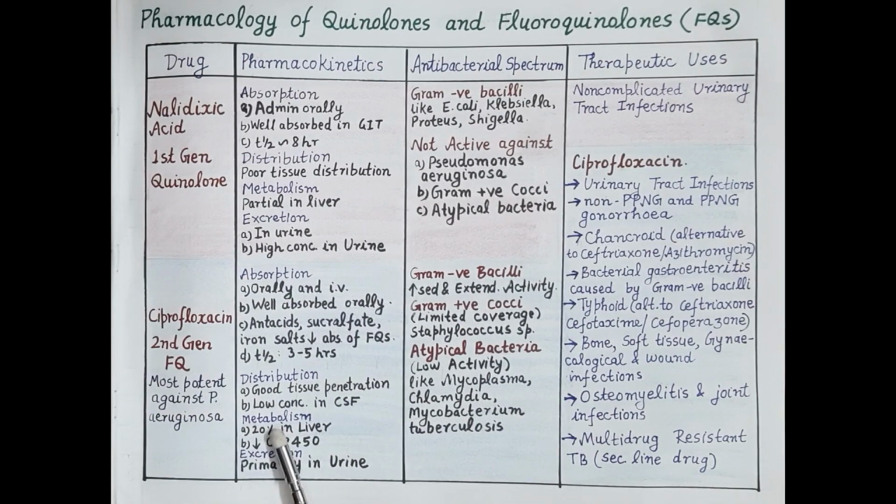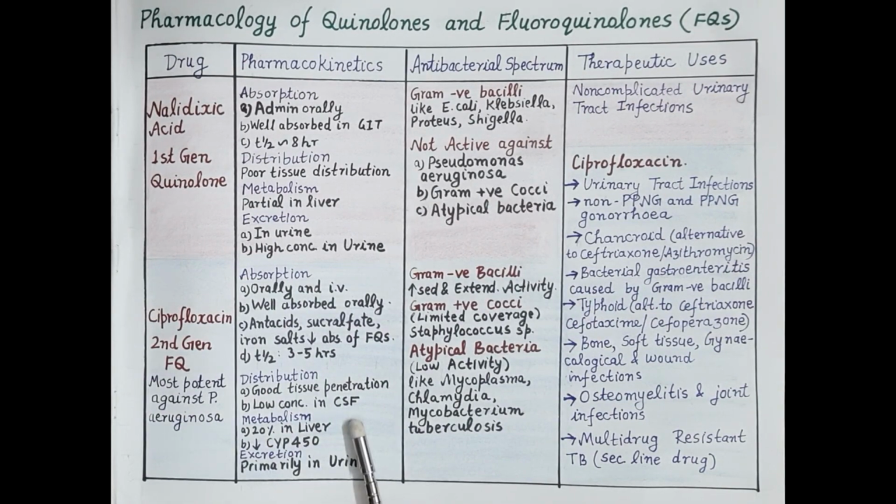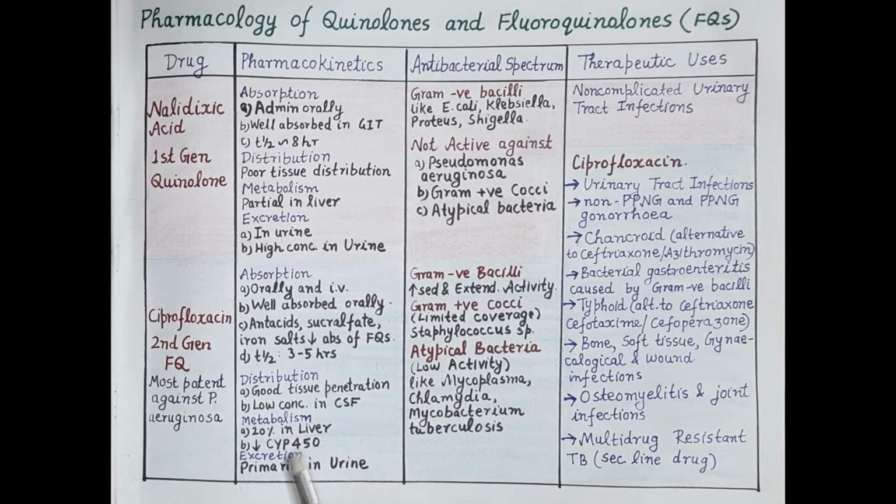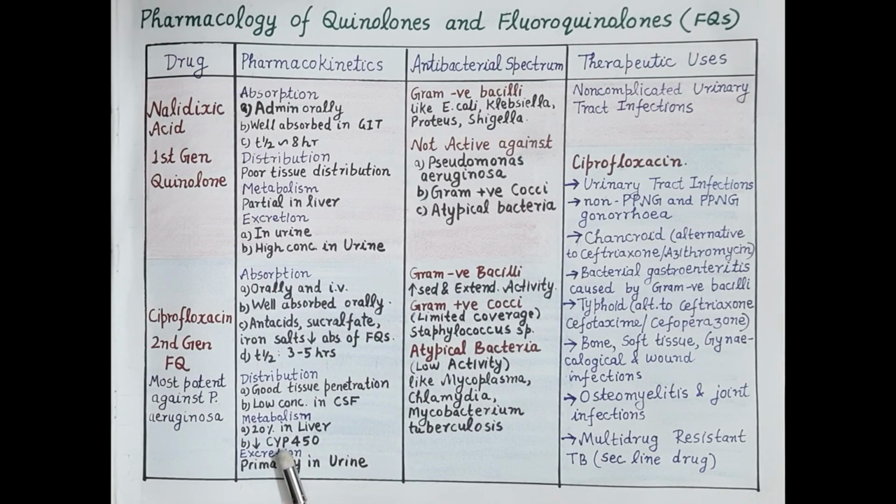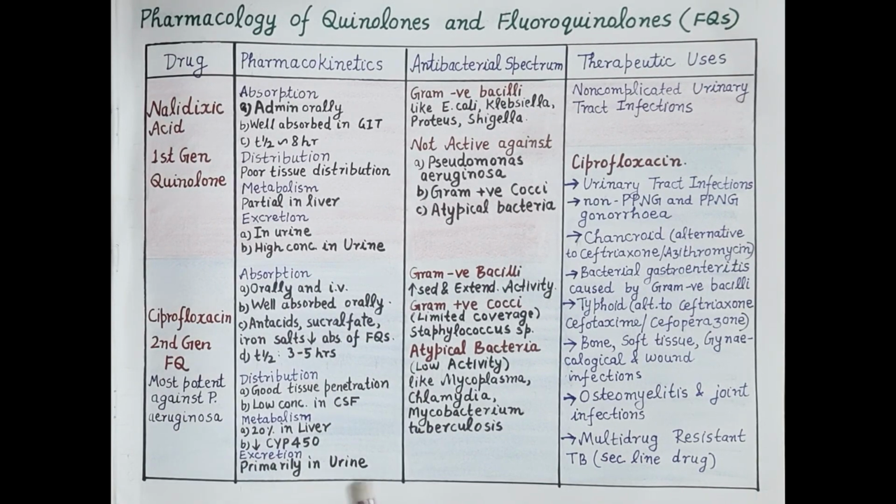However, it reaches in low concentration in the cerebrospinal fluid. Around 20% of ciprofloxacin is metabolized in the liver. Now, very important, ciprofloxacin inhibits enzyme cytochrome P450 and thus it inhibits metabolism of drugs that are metabolized by this enzyme. For example, drugs like theophylline, caffeine and warfarin. And ciprofloxacin is primarily excreted in the urine.